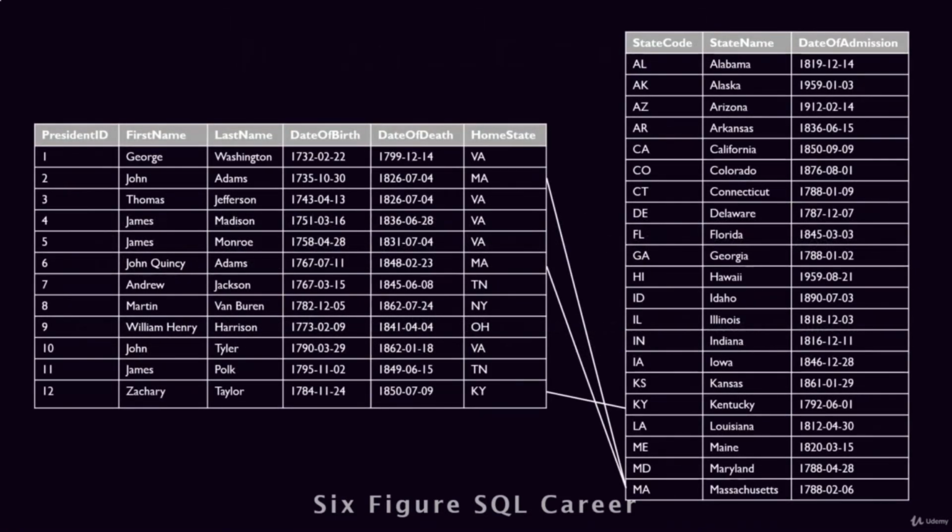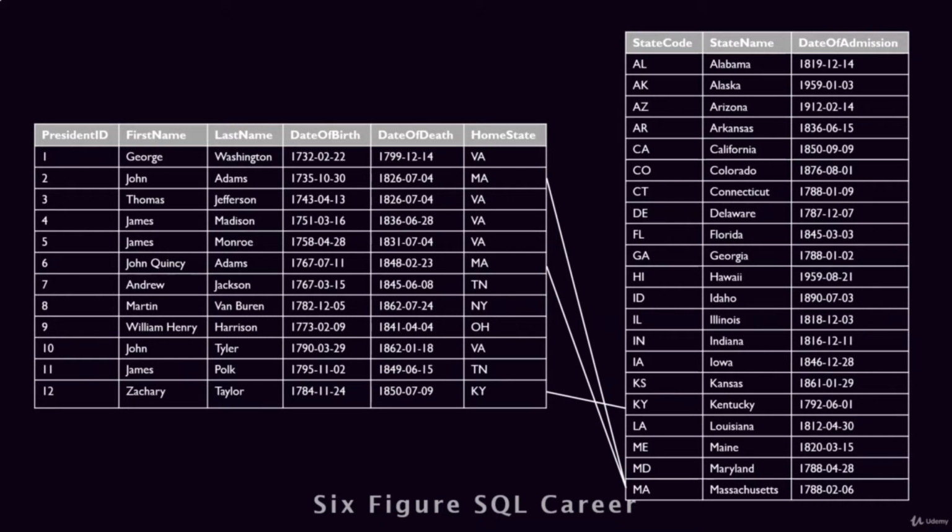So going back to our example before on presidents, I've added a second table, and this is a table of states in the United States of America. You can see my state code, state name, and date of admission. This is a partial list, of course, just for demonstration purposes only. In my relational database, I joined the home state column of my president's table to the state code of the state column. And I would do this for a couple of reasons.